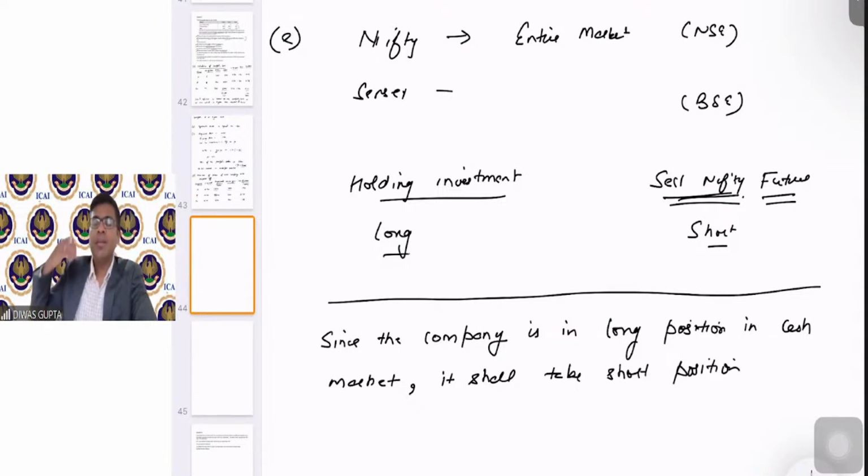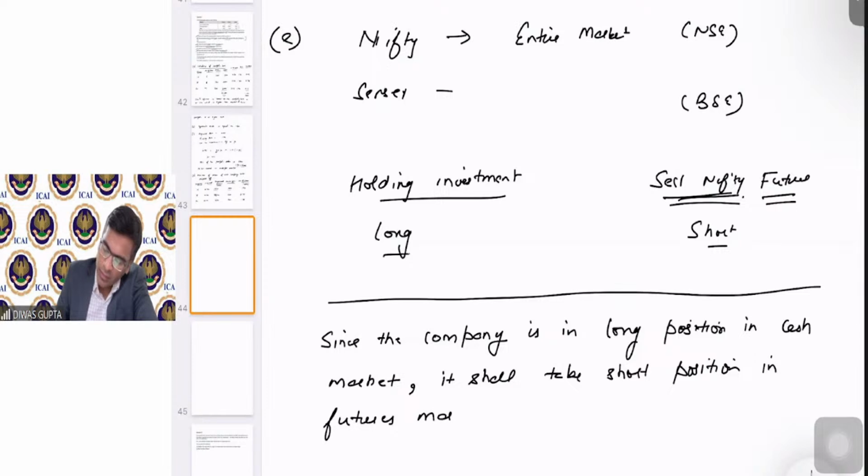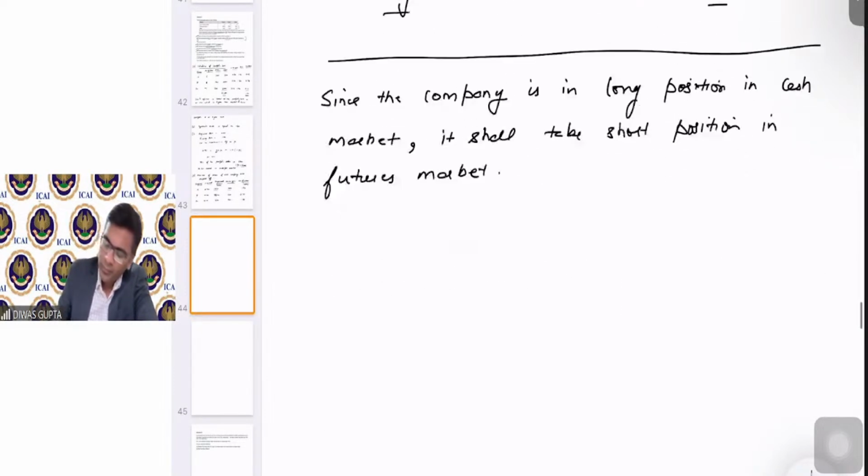So short position means I'm selling today and I will purchase three to four months later afterwards. So that is called a short position. Take short position in futures market. Number of Nifty contracts to be sold.